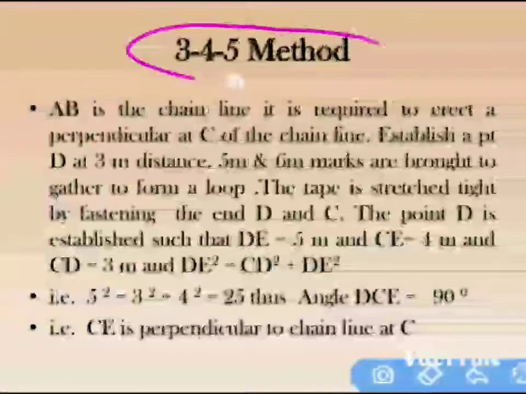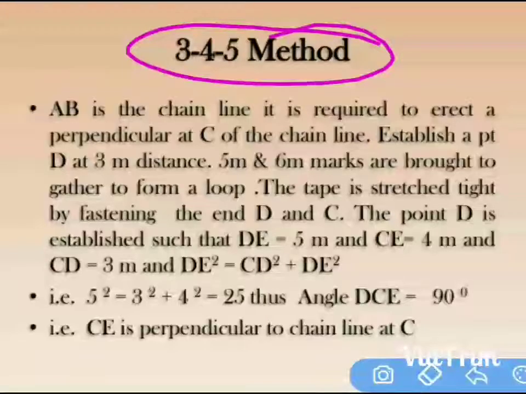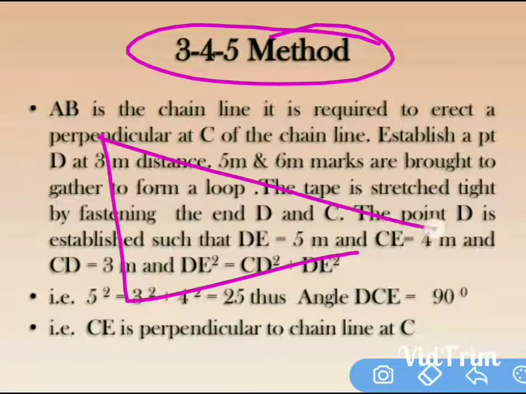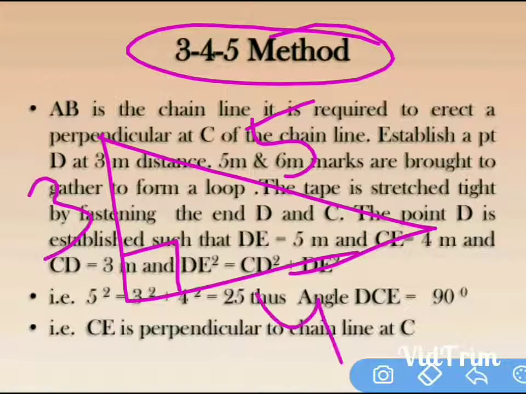Next, the 3-4-5 method to set the perpendicular offsets. See here, simple. What is the 3-4-5 method? Look here, what is this value? By using the Pythagoras theorem, 5. What is this? 3. For example, this is 4. Then what is the 5 value? Tell me the 5 value here. Clear?